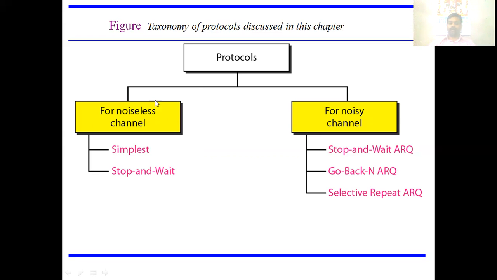For a noisy channel, we have three protocols: stop and wait automatic repeat request, go back N automatic repeat request, and selective repeat automatic repeat request. These are the three protocols you have in the noisy channel.